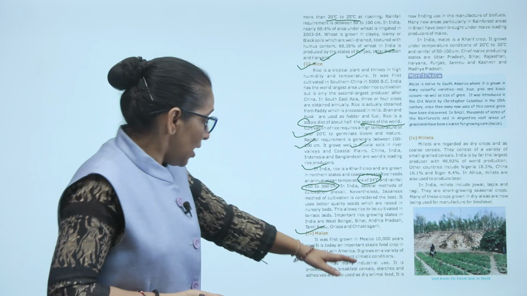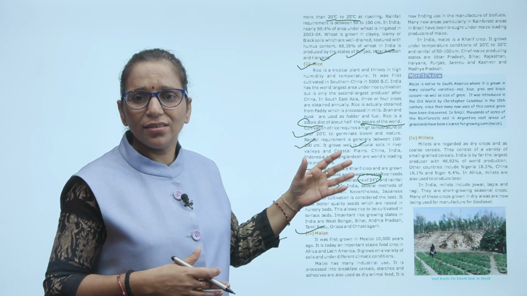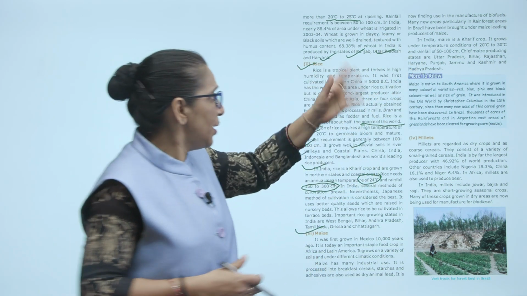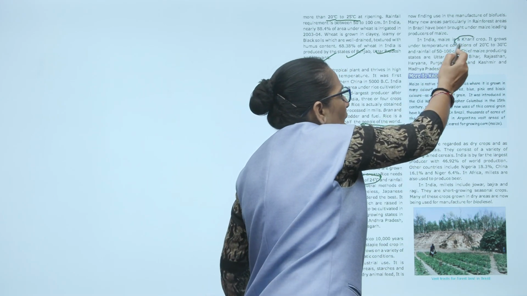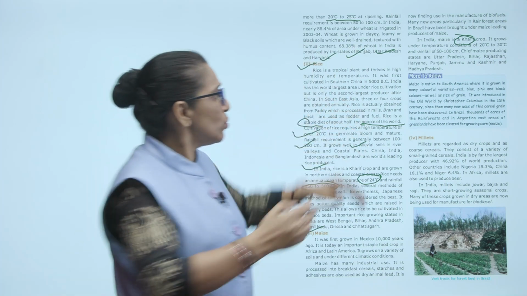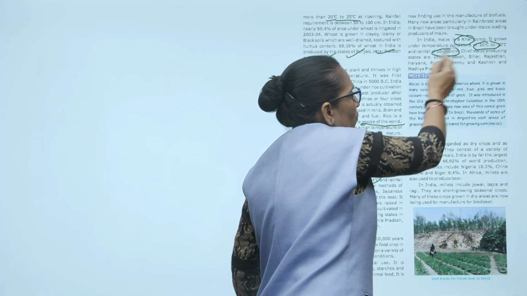You know beta, it is now finding use in the manufacture of biofuels also. So maize is used in making biofuels. Many new areas, particularly in the rainforest like Brazil, they have now brought much land cover under maize production. In India, maize is a kharif crop, and it requires a temperature of about 20 to 30 degrees centigrade and 52 centimeter rainfall.